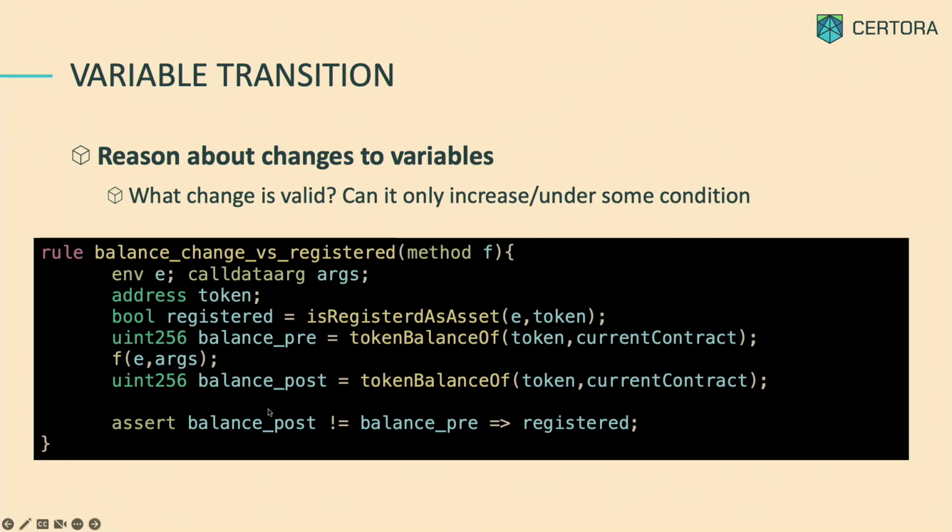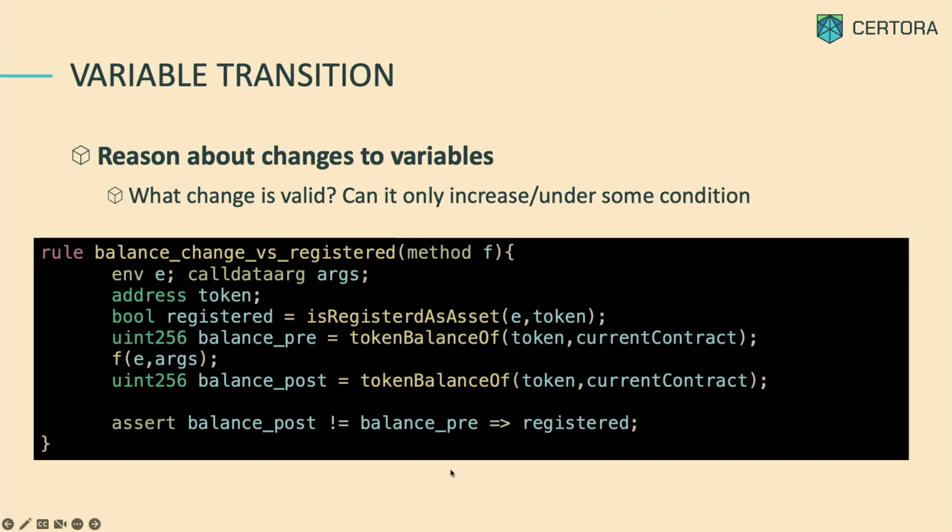And we say that if the balance changed, we want to make sure that this token has been a registered token in the system. So this is actually a rule that can make sure that no malicious token has been crafted to get into the system. Okay, so in a very simple rule, we actually check that the system only uses valid tokens that have been registered. Think about writing this as a unit test. You have to check every function.